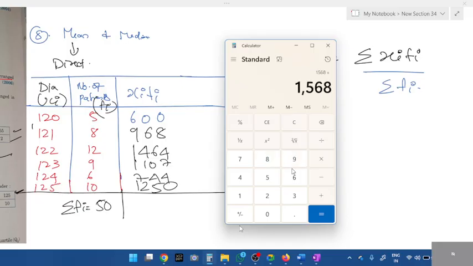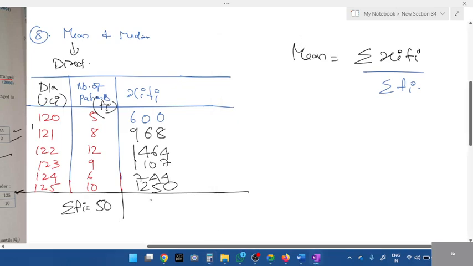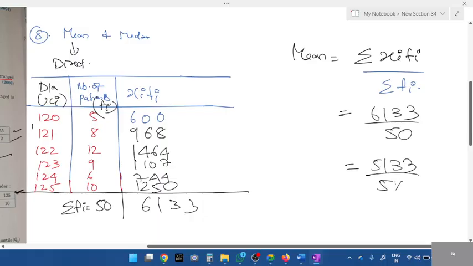968 plus 1464. What's the total you all got? 6133. Good. 6133. Now substitute in this formula. 6133 divided by 50. If it is difficult, do one thing. Write it like this, 5 into 10. Can I write 50 as 5 into 10? Divide this.